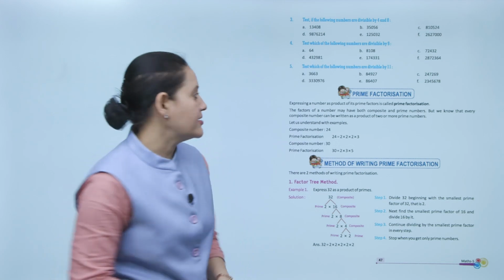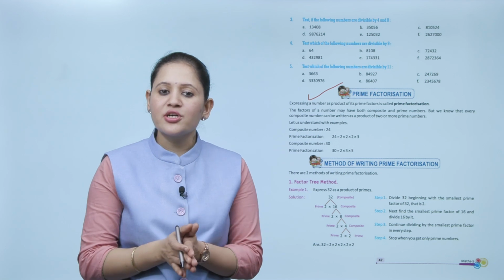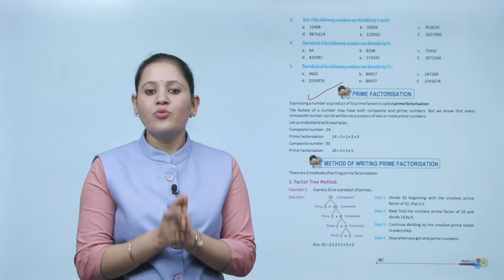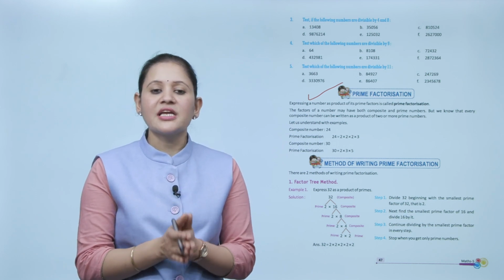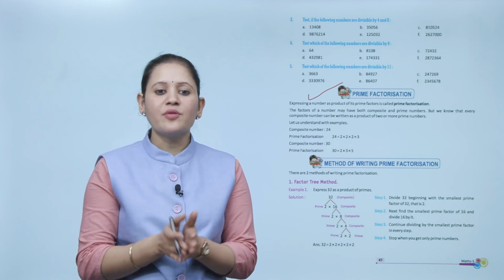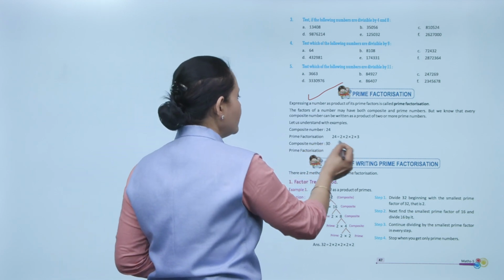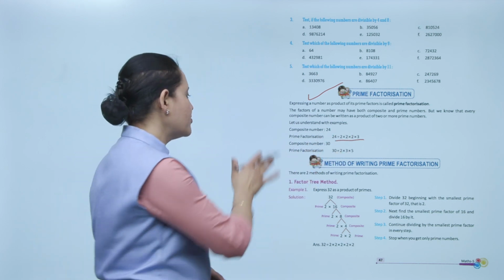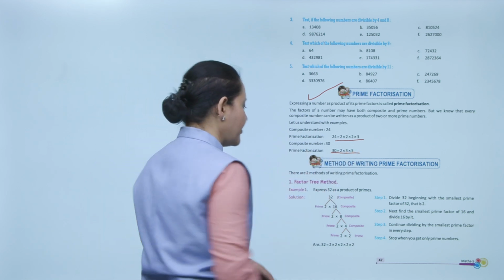Next is prime factorization. Expressing a number as the product of its prime factors is called prime factorization. The factor numbers may be both composite and prime, but we know that every composite number can be written as the product of two or more prime numbers. Let us understand with an example. Composite number 24: its prime factorization is 2 into 2 into 2 into 3, and all these are prime numbers. Like here, the composite number is 30, prime factorization is 2 into 3 into 5.